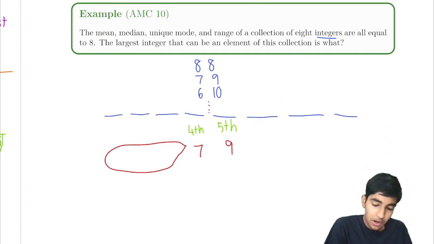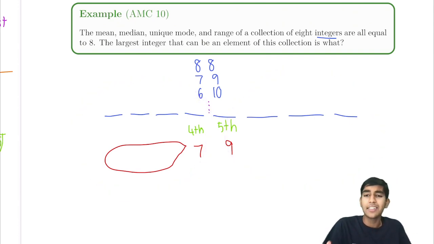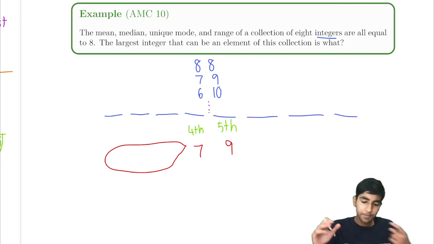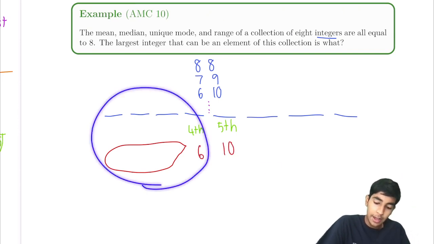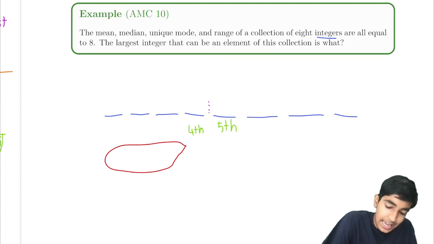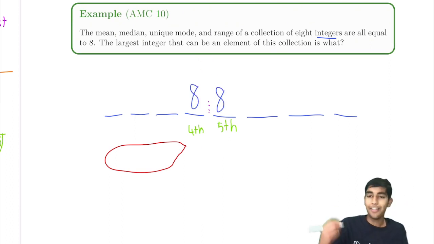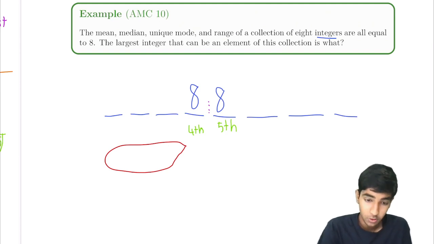But then the unique mode is 8, and there's no 8 here. All these numbers are less than or equal to 7, and all these numbers are greater than or equal to 9. There's no 8, so there's no way it can be the unique mode. And the same goes for 6 and 10. In this case, all these numbers are less than or equal to 6 or greater than or equal to 10. There's no 8 anywhere. So then what must be true? These middle two numbers must be 8 and 8. And we've already found a very valuable piece of information with the median. Cool.